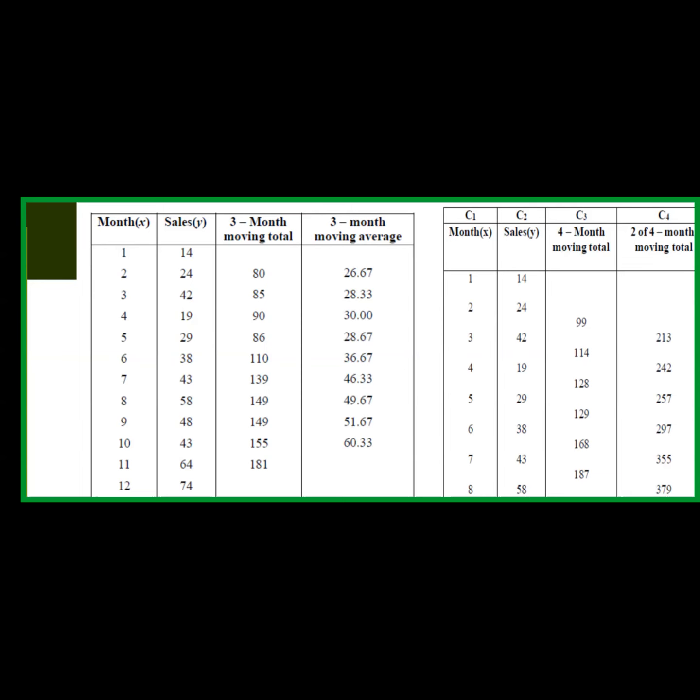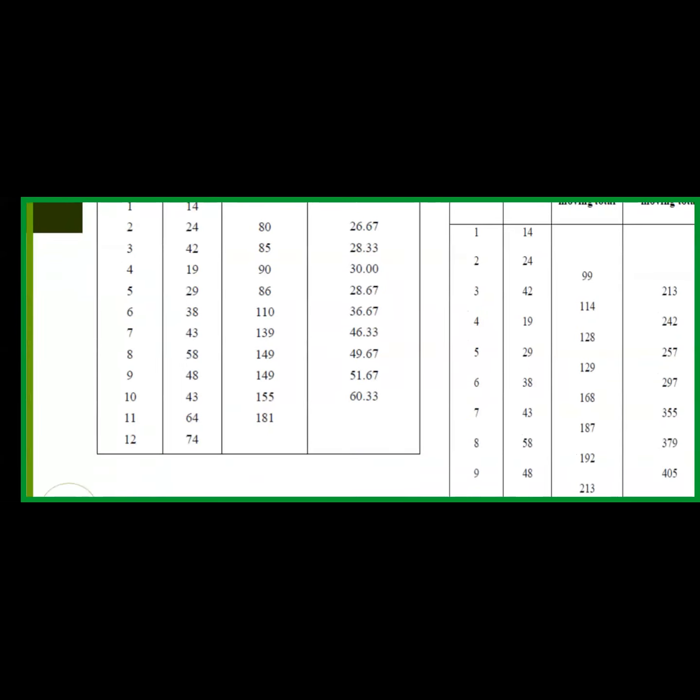The next one is 58 plus 48 plus 43. 149. 149 exactly. That's how we got 149. The next one, 48 plus 43 plus 64. 155. 155 exactly. And the middle is opposite what? 43, 155. So now, please focus on this. The next one is what?